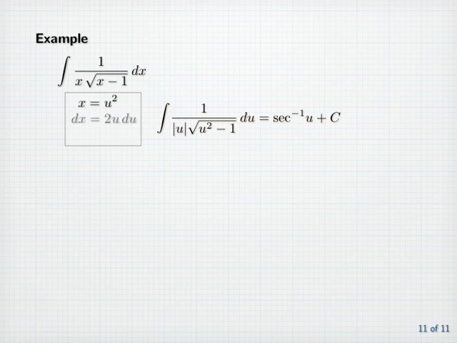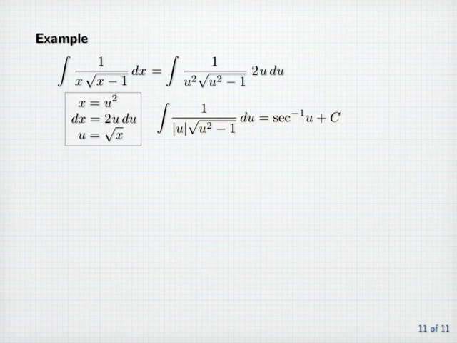That makes dx 2u du, and we'll assume that u is positive, equal to the square root of x. So the integrand becomes 1 over u squared times the square root of u squared minus 1 times dx, which is 2u du. So we're able to cancel a u factor here, and we have 2 times 1 over u times the square root of u squared minus 1 du.